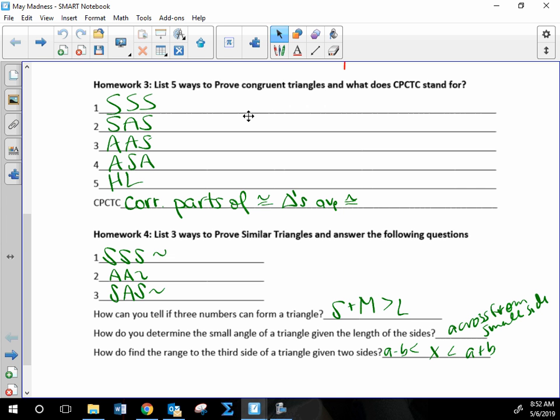How do you determine the small angle given the length of the side? So the small angle is across from the small side. Likewise for your medium and large. And how do you find the range of the third side? That's the one that we started off with. Add them together and subtract them. Again, if they give you more information about the angles, then you can determine small, medium, large side. Do we have questions on our main maths?